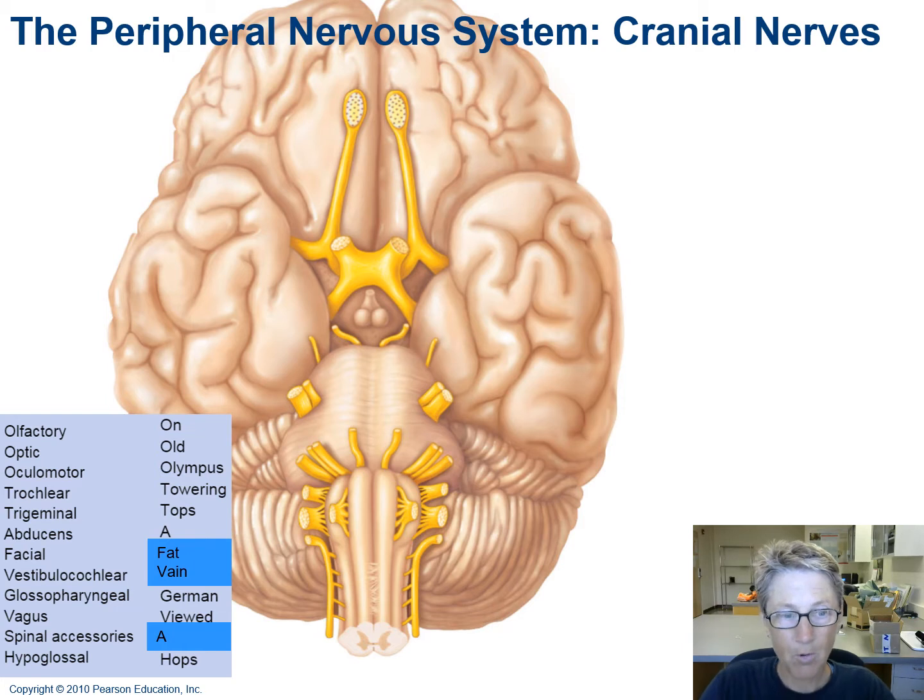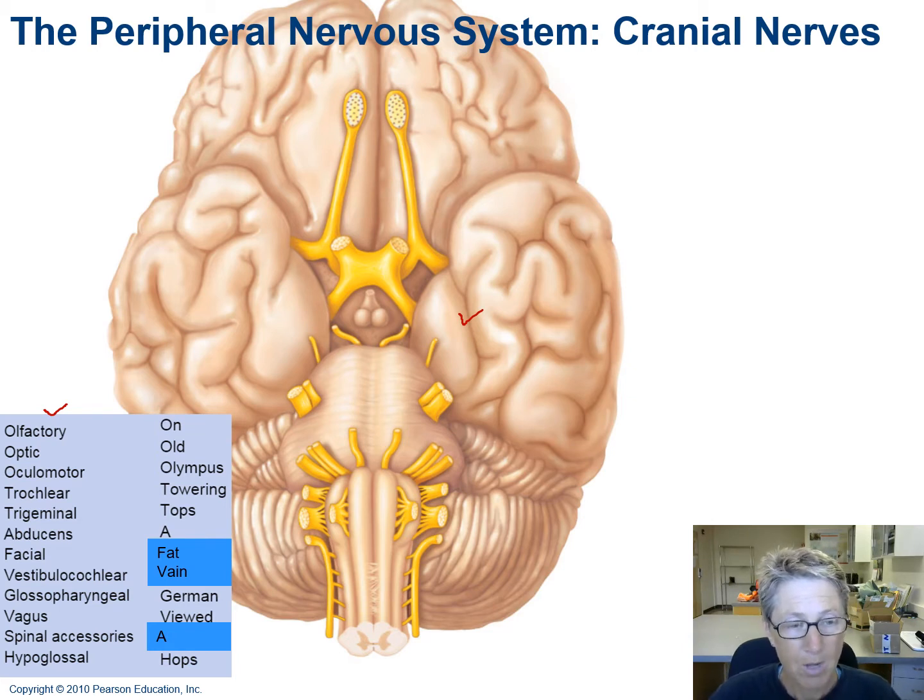Okay, so there are 12 cranial nerves, and they all have names and Roman numerals. This cartoon of the inferior surface of the brain shows all the cranial nerves. They're cut in the cartoon. And this over here is a mnemonic telling you how to remember the names of the cranial nerves.